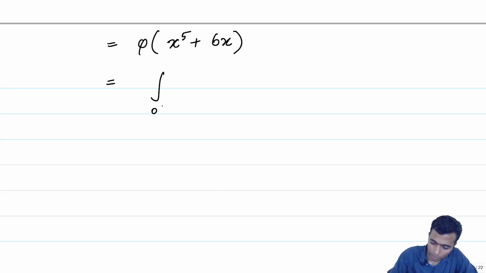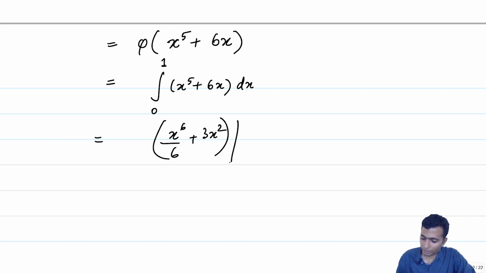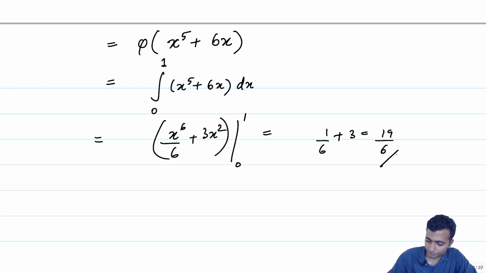This is just going to be the integral from 0 to 1 of x to the power 5 plus 6x dx, which is equal to x to the power 6 by 6 plus 3x square, evaluated from 0 to 1, which is 1 by 6 plus 3, which is 19 by 6. This is the correct answer. Alright, let me stop here.